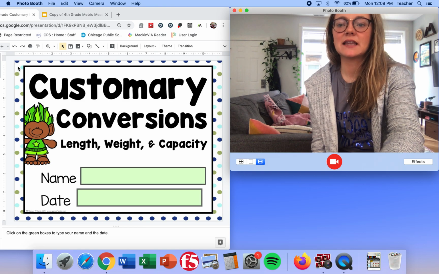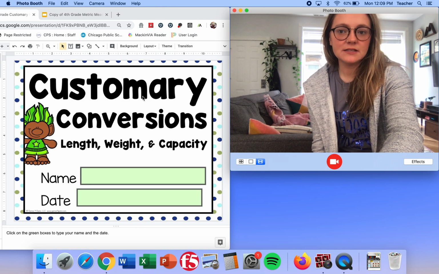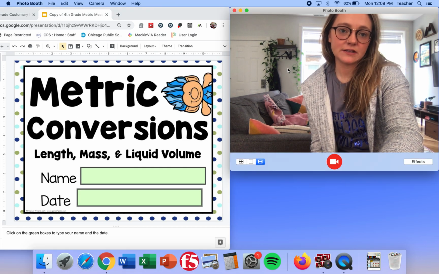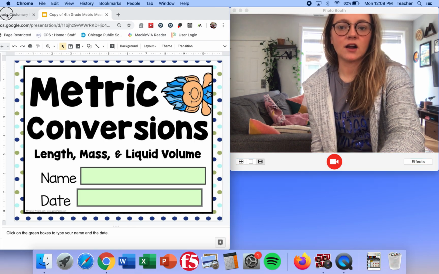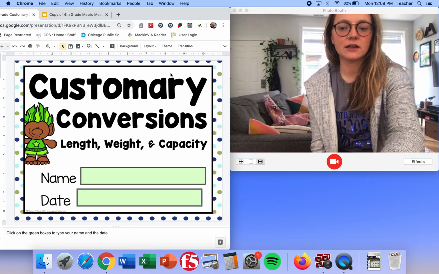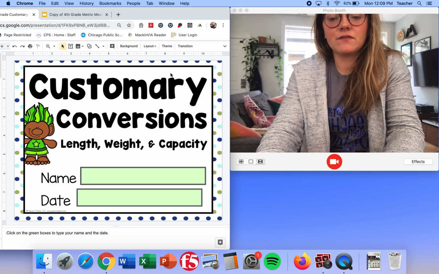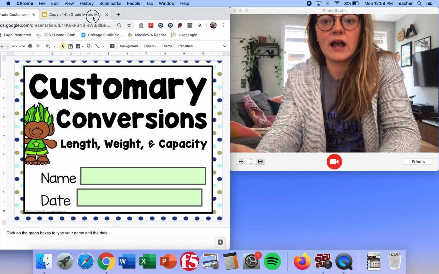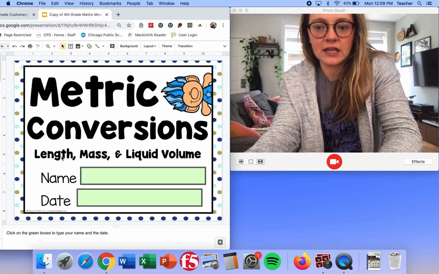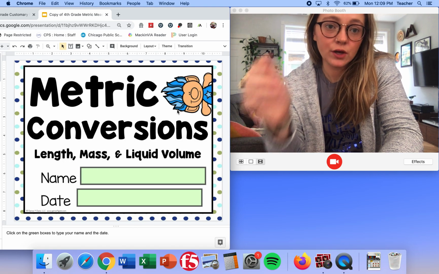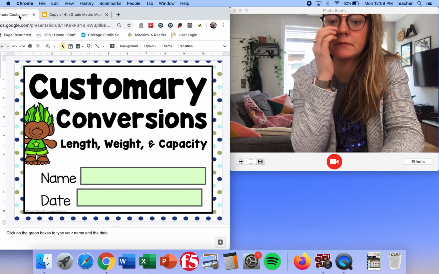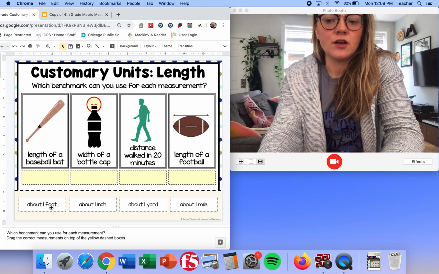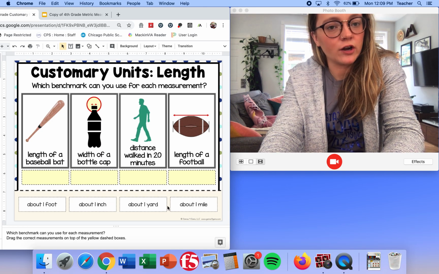So today we are talking about conversions, and we have customary conversions, and we also have metric conversions. So we will talk through what both of those are, but we're going to start with customary conversions. Customary conversions are things like length, weight, and capacity, whereas metric conversions are length, mass, and liquid volume. So let me give you some examples of customary conversions. Some examples are foot, inch, yard, and mile.